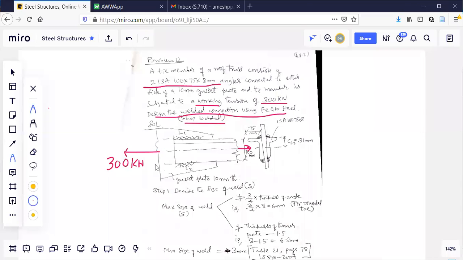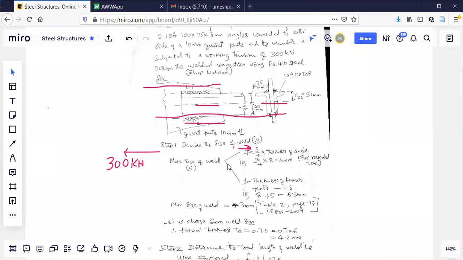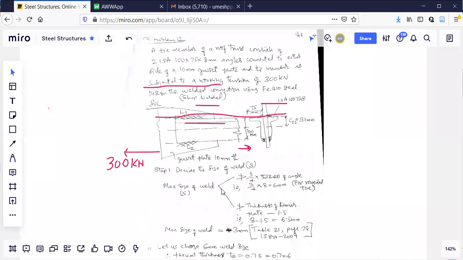300 kN on either side. So I have to design this one to be capable of resisting 300 into 1.5 times that, because working stress is given. Now step number one, decide the size of the weld. What does design mean? I have to find L1, L2, and the size of the weld, whether it is 8 mm, 6 mm like that. Once this is done, you can tell the fabricator to connect these two angle sections with this much length, and this should be the size of the weld. That is nothing but design.